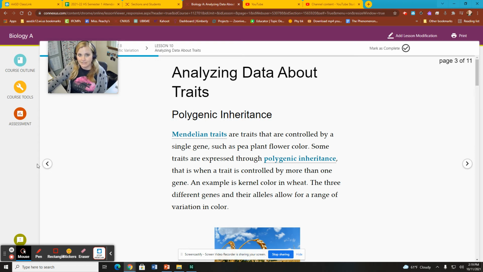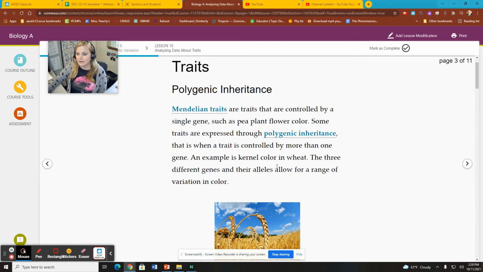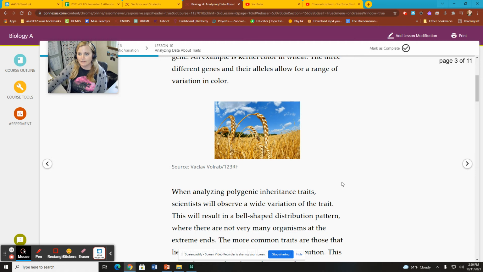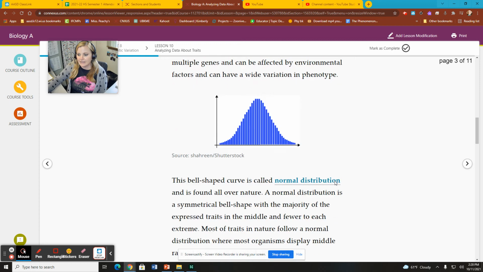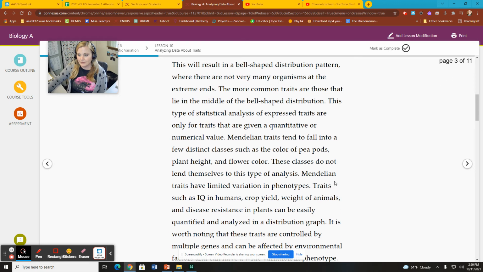However, many different traits are controlled by more than one gene. These we call polygenic because they are controlled by multiple genes. An example is wheat color. There are three different genes that determine the color of a wheat kernel, and the combination of those alleles allows for a wide range of different colors in wheat grains. We can see this with a bunch of different types of traits as well. Human height, skin color, and eye color are all controlled by multiple alleles.